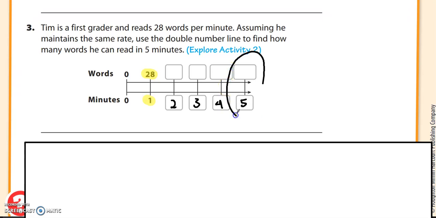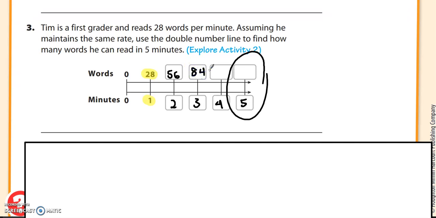So this is where we're looking for our answers, because it asks for how many words you can read in 5 minutes. And if it's 28 words per 1 minute, then you just double that to get how many words it'd be for 2 minutes, and that's going to be 56. And you would triple 28 to figure out how many words you can read in 3 minutes. It's going to be 84.